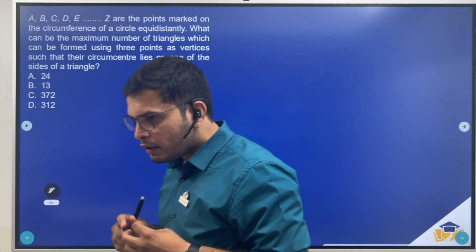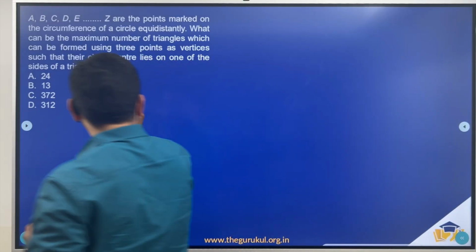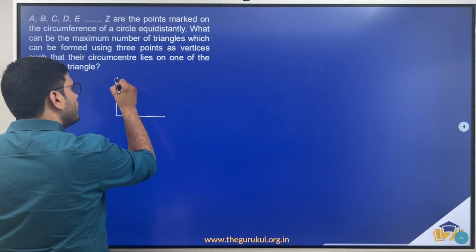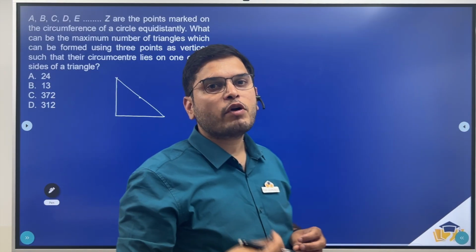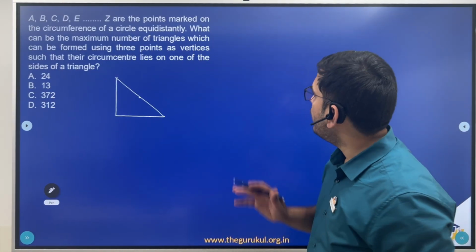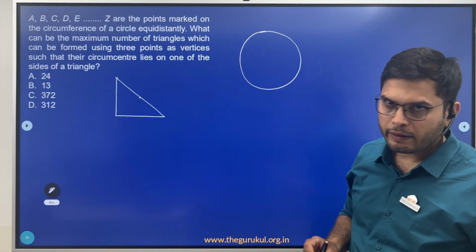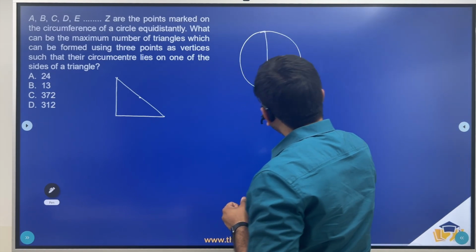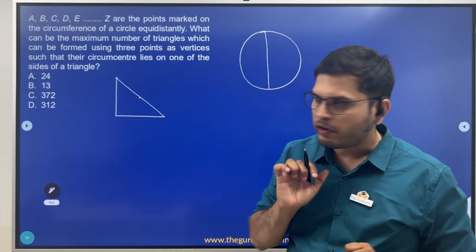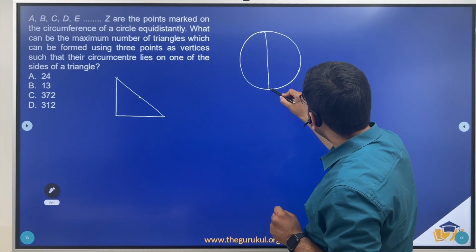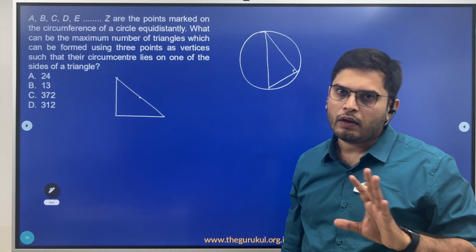Right. Now when do we have circumcenter of a triangle lying on one of its sides? In the case of a right angle triangle. Right. So only in the case of a right angle triangle, the circumcenter is nothing but the midpoint of a hypotenuse. Right. So we are indirectly asked to find the number of right angle triangles that could be found. Right. Now in a circle, how can we have a right angle triangle? For example, if I consider the diameter to be the hypotenuse of a right angle triangle, you take any point on the circumference. This is a right angle. Right. So angle in a semicircle is always a right angle.